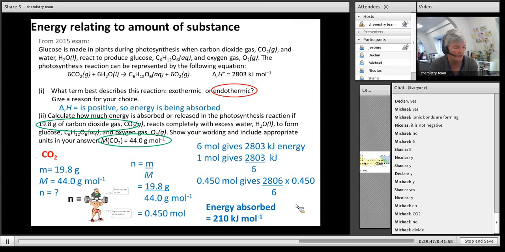That actually is an incorrect value. I should have said 210 kilojoules, not per mole, because what I'm saying is 0.45 mole is giving me 210 kilojoules. So please, I was not thinking straight. That per mole there is wrong. Are you clear of when to use kilojoules and when to use kilojoules per mole?